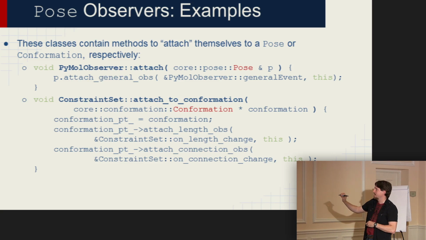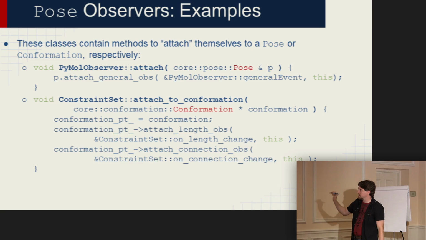Same thing down here. Attached to my pointer is, oh, there we go. Attached to conformation calls this attach length observer. It passes in a reference to this function, on length change, and it passes itself. This will be a little more clear later when I show how it's used. But that's how you set up the pose observer from the thing doing the observing.